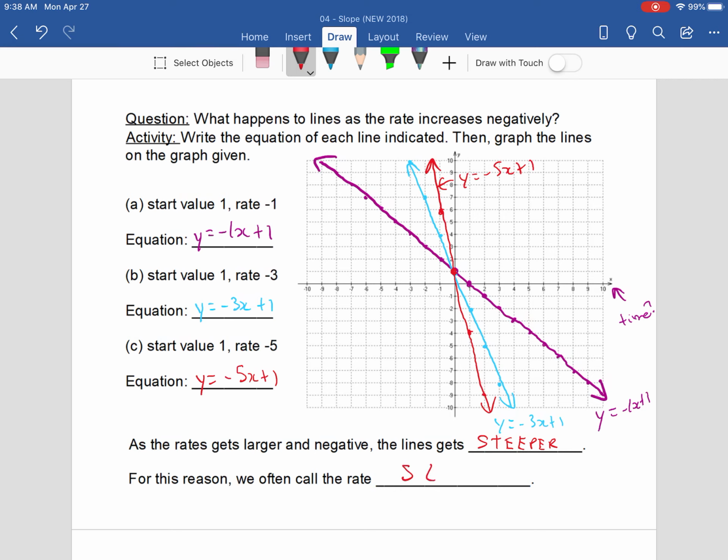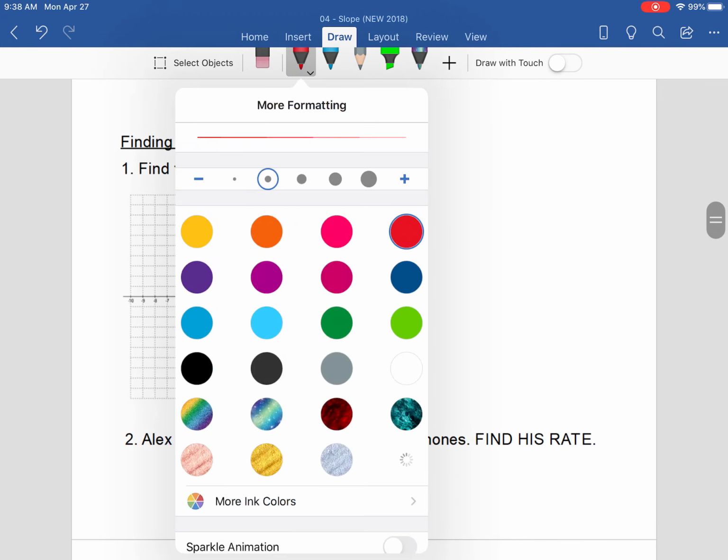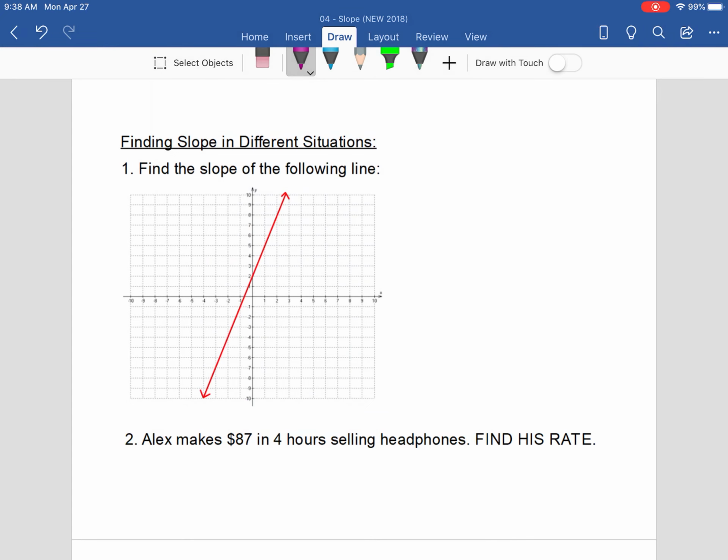And I hope you can see, as the rate gets larger and negative, the line gets steeper. So larger numbers, whether it's positive or negative numbers, means steeper graphs. For this reason, we often call the rate slope. Those two things essentially mean the same thing. Slope when we're talking about a graph, rate when we're talking about the question in words, probably. Okay.